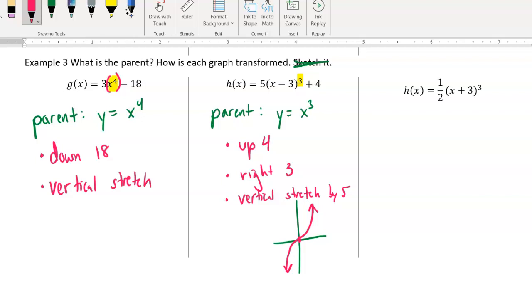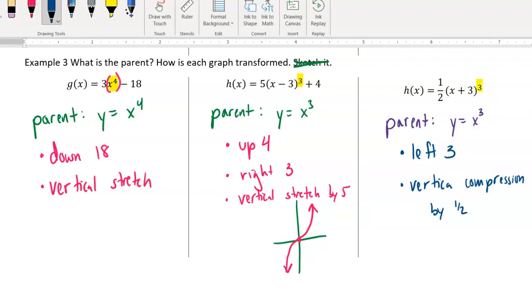All right, so I want you guys to look at this last one and try it on your own. So let's see how you did. First off, we see that there's a cubic there, so that means this is based on y equals x cubed. Again, to find the parent function, you look at the degree and then strip everything away, so we just have y equals x cubed.